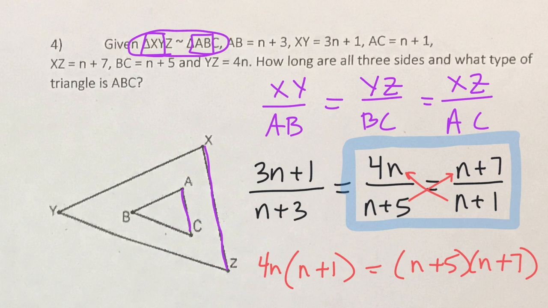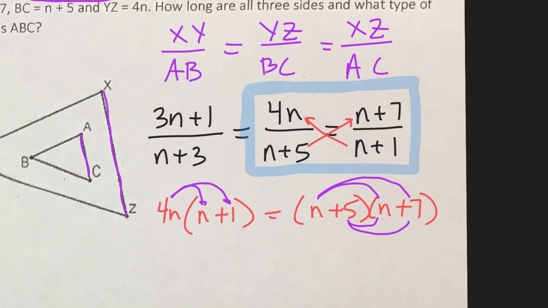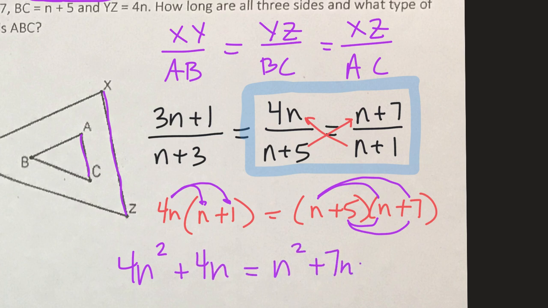So there I've cross multiplied, and now I'm going to distribute. So this is 4n times n and 4n times 1. That's not the same as a FOIL because there's no plus in your 4n, it's just 4n. So 4n squared plus 4n equals n squared plus 7n plus 5n plus 35. Then we can do a little bit of combining like terms over on this side. 7 plus 5, that's 12n plus 35.